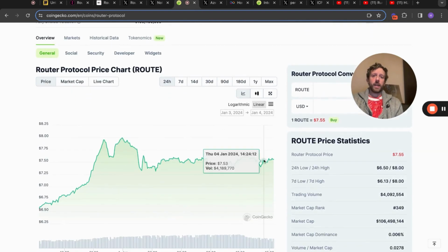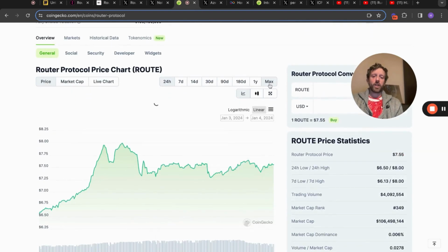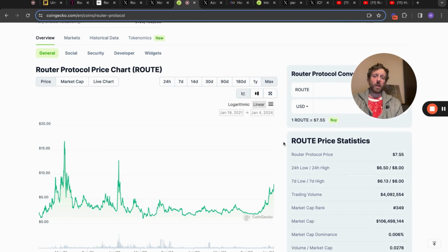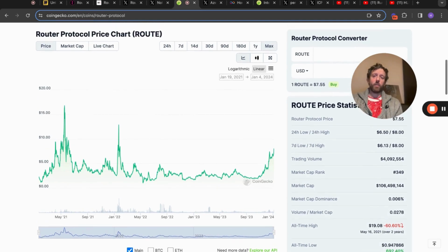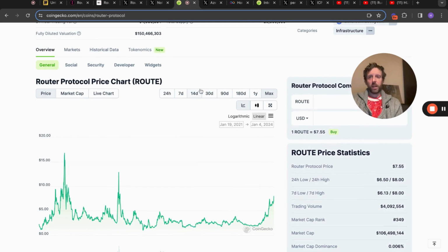So there is the 24-hour chart. If you look at the max chart, it's still coming back to where it needs to be. Its all-time high was $19.08 back in May 21, which is 60% down from where we currently sit. But if you look at the markets, so this is interesting.